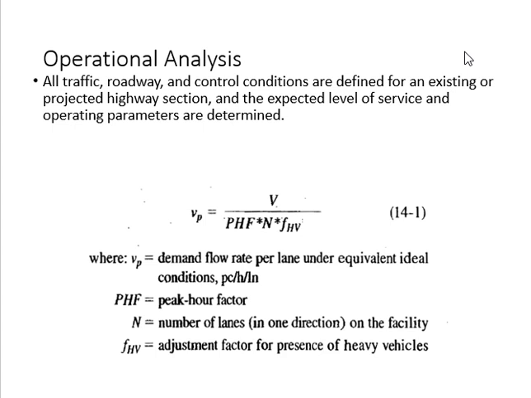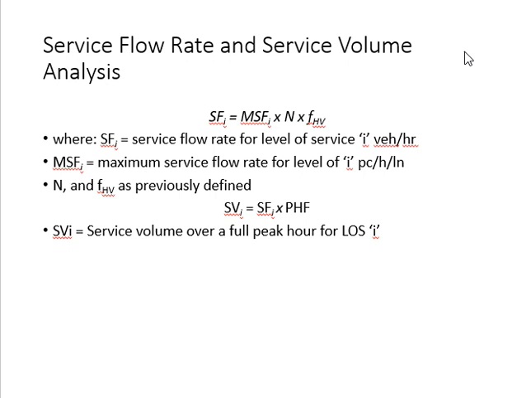This is the equation for operational analysis. These are the two equations for the second analysis, service flow rate and service volume. SF stands for service flow rate. Then you see the letter i here, right? i belongs to level of service. You are finding out the maximum flow rate for the level of service, right? So level of service could be A, it could be B and C, D, F. A until F.